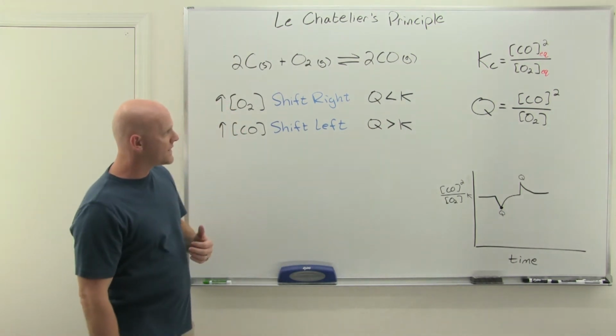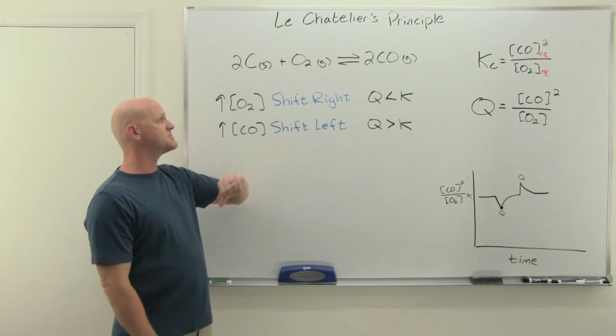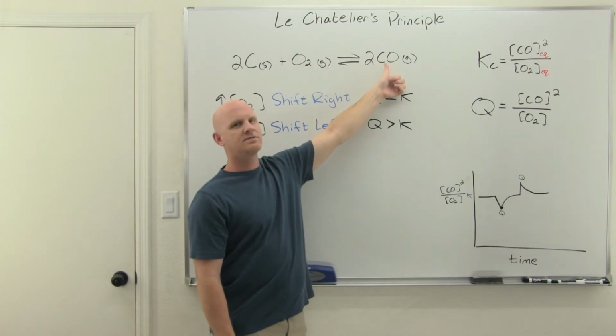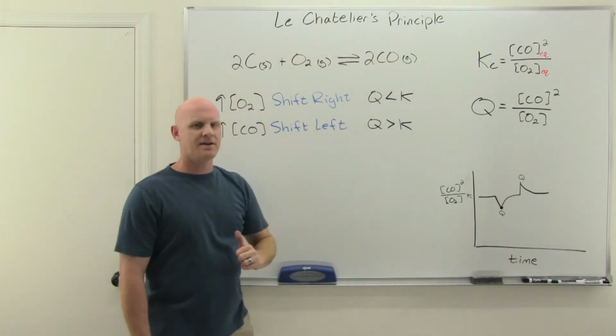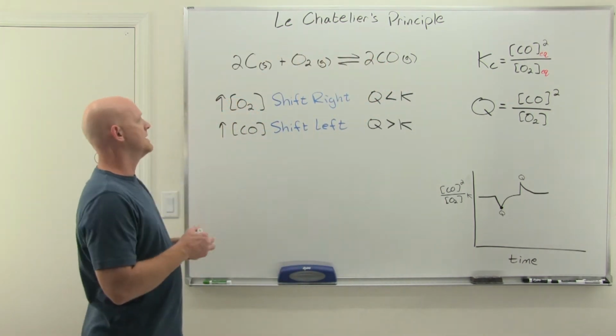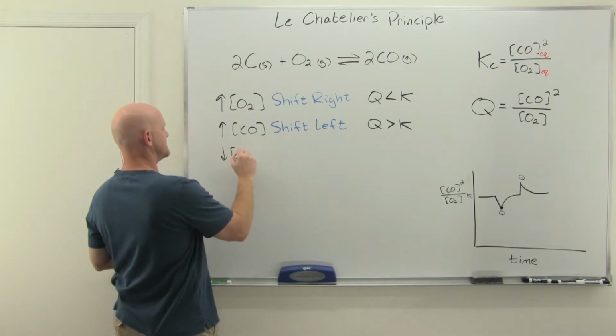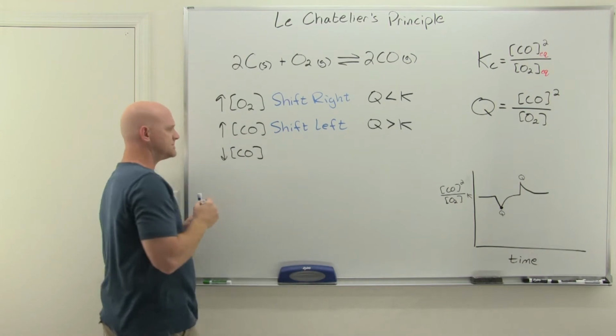So that's one way of looking at it, again, the mathematical way. Or again, conceptually, you could just say, well, my problem is I have too much CO, so let's use it up and shift back to the left. Okay. Now, look at the opposite here. So let's say we actually lower the concentration of CO.